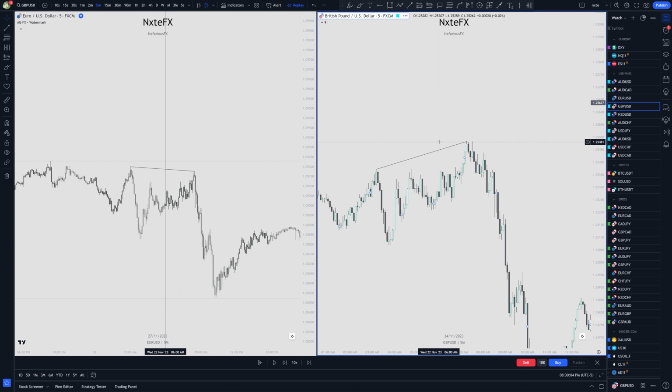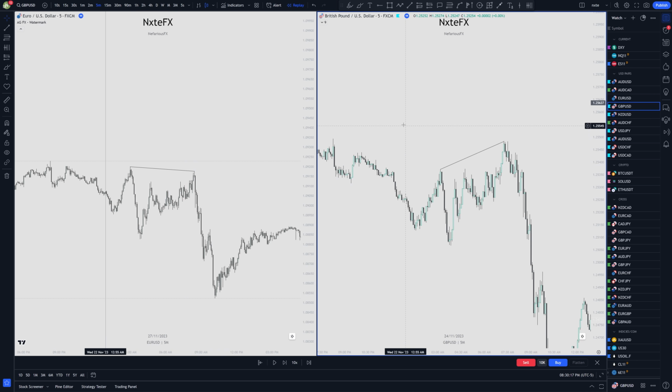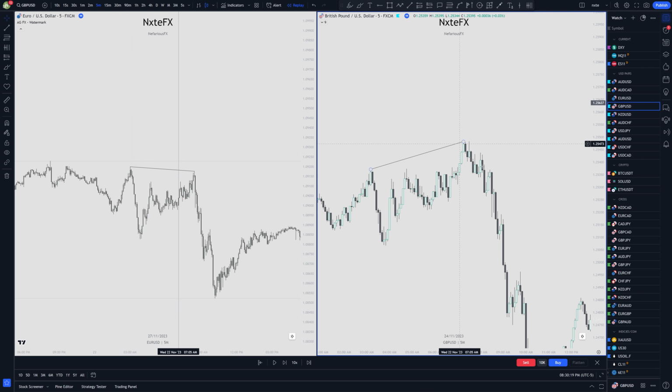So one pair took the high, but one pair didn't. And if they're both correlated, they should both move the same way. So that's extra confluence. Maybe we're reacting off a fair value gap or an order block, or whatever. This can act as a very strong tool.